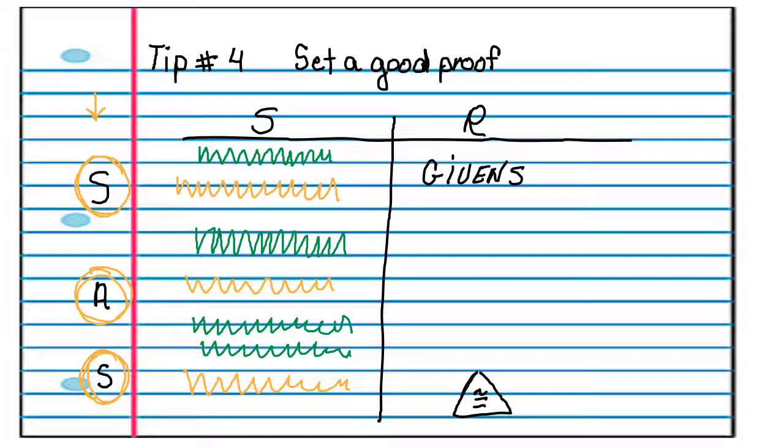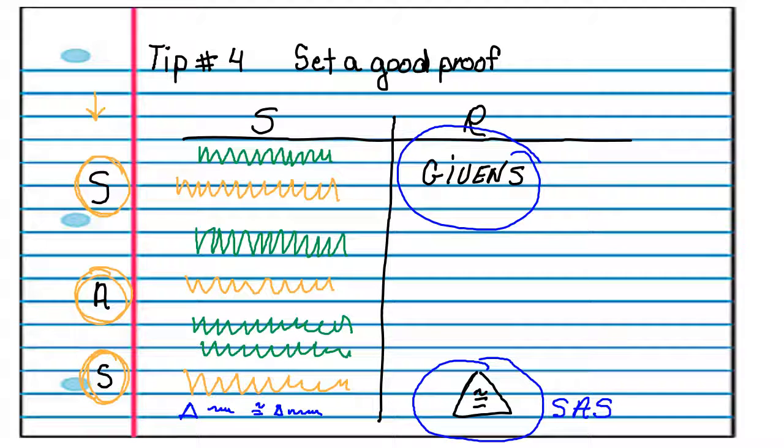But if nothing else, you should always have some givens going on, and you should have what you need to prove. And at the very bottom, you have arrived at your destination. Triangle so-and-so is congruent to triangle so-and-so. And the reason will be what you have written down the side.